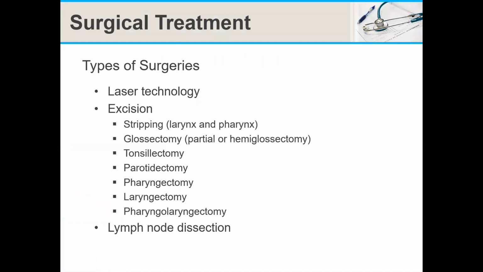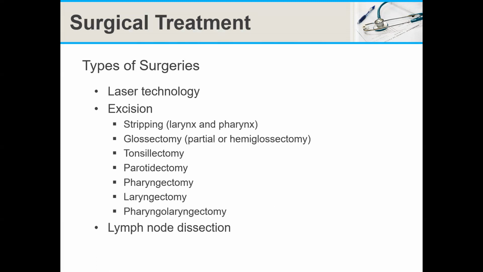Types of surgeries include laser technology such as CO2. Excision of the tumor may include procedures such as stripping the tumor off of the larynx or pharynx, glossectomy, either partial or hemi, half of the tongue is removed, tonsillectomy, laryngectomy, and pharyngeal-laryngectomy. And I forgot the parotidectomy.